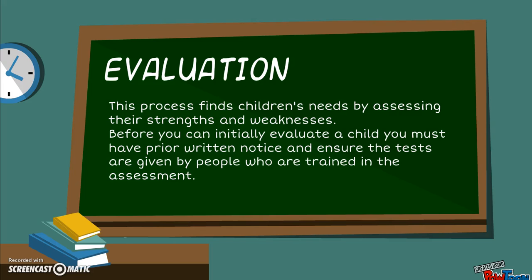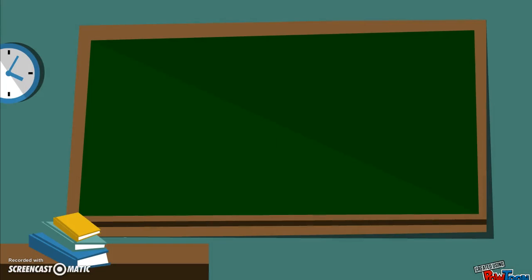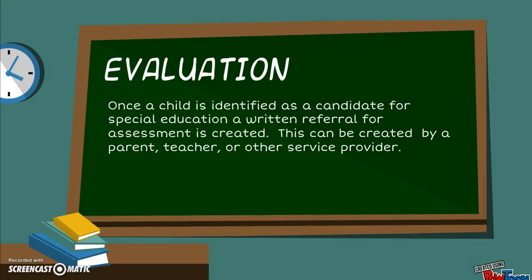Before you can initially evaluate a child, you must have prior written notice to ensure the tests are given by people who are trained in the assessment. Once a child is identified as a candidate for special education, a written referral for assessment is created. This can be created by a parent, teacher, or other service provider.